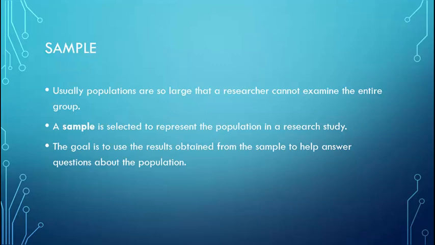So typically, because our populations are so large, we actually study a sample. A sample is a small group that's selected to participate in your study to represent the population. So because we cannot study the entire population, instead we pick a small group from that population, we call that a sample. We do our research study on the sample, and the goal is to use the results obtained from our sample to say something about the population, and that's usually our goal.